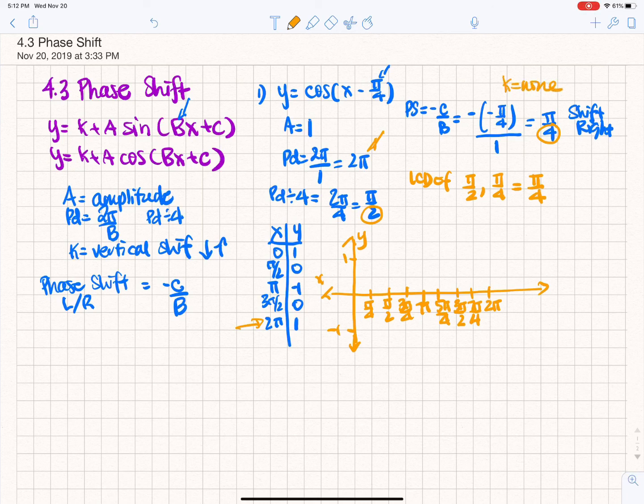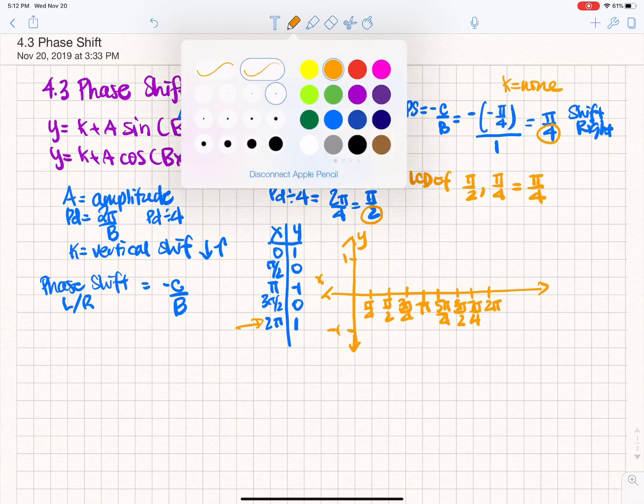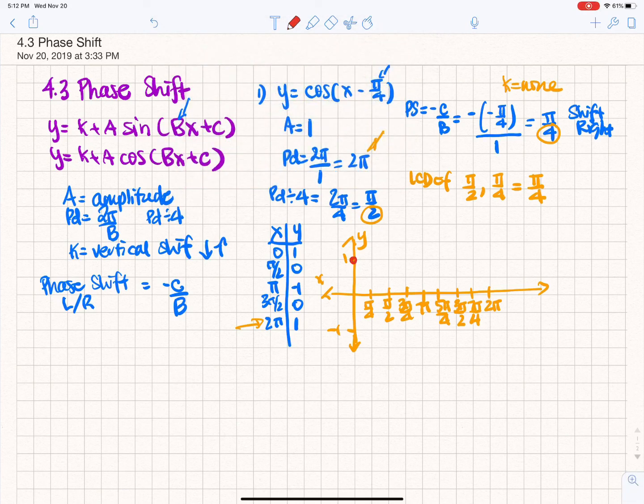Okay, now, cosine. We start at the 1. Now, 0, but we don't put it on pi over 4. We put it at pi over 2. We're looking at these on the chart. So at pi over 2, you go to 0. At pi, you go down to negative 1. At 3 pi over 2, you're back at 0. At 2 pi, up to 1. Okay, and then you draw your cosine graph.